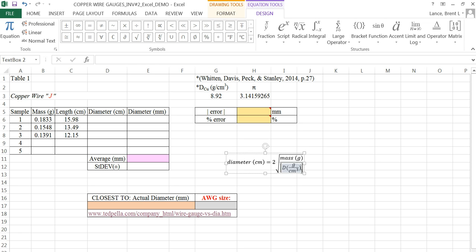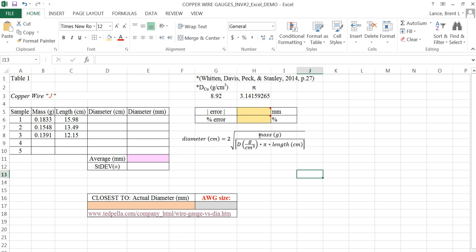The density in grams per cubic centimeter times pi. You can just insert the pi symbol right there. If you have your equation tab open, the pi letter is in these mathematical operators up here. And right there it is: pi times length, and that was also in centimeters, and then all that is inside my brackets just like that. So this is my equation for calculating the diameter.